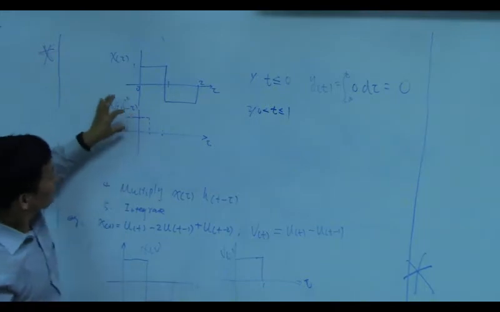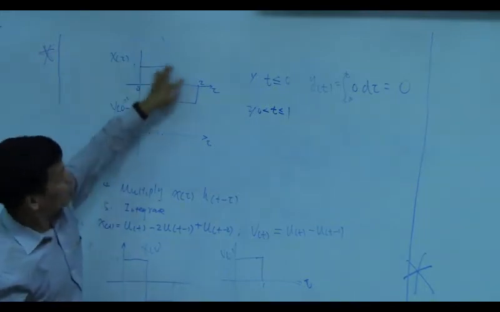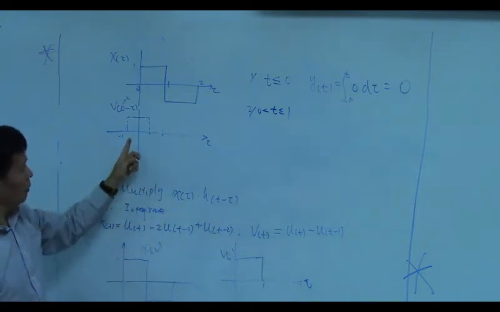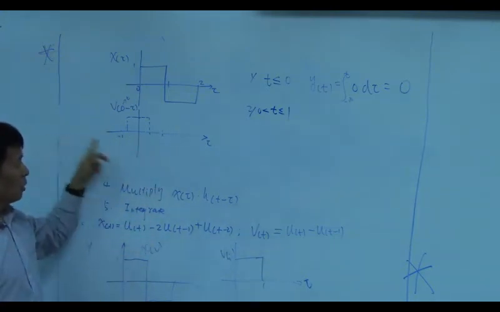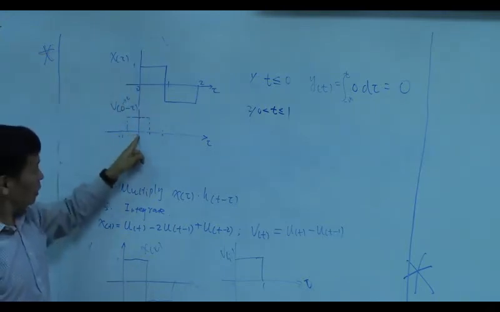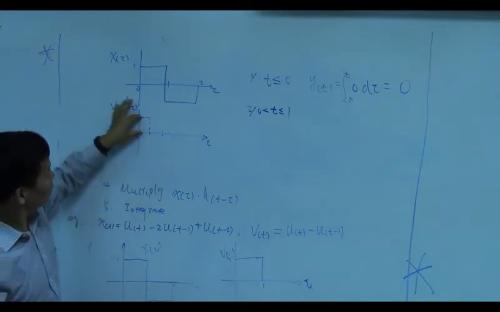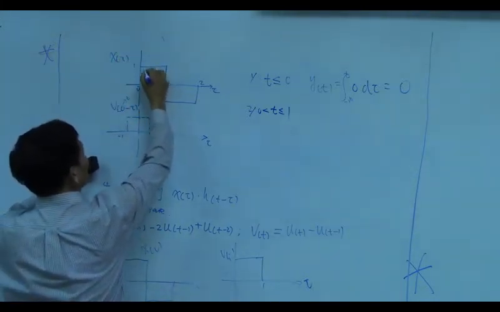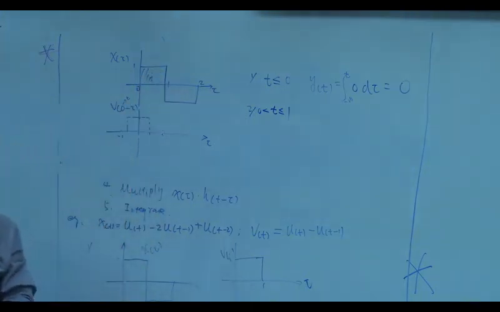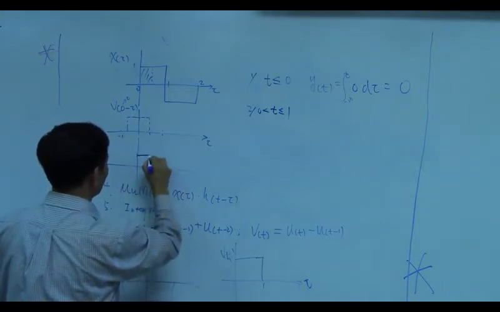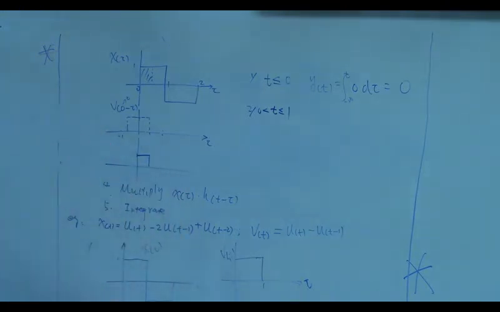So this signal multiplied by this signal, what do we have? From this point to 0, we have nothing. From 0 to this point, this is 1, this is 1. So we only get something like this one. That's the only part we have. So the result will be just like this. Make sense?